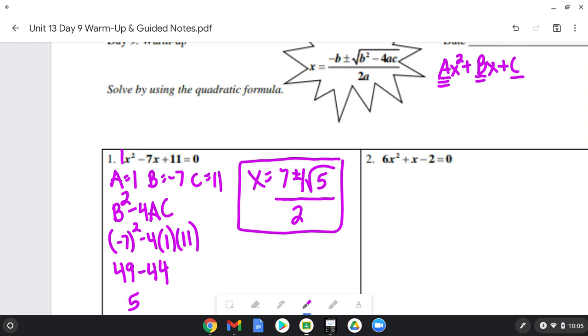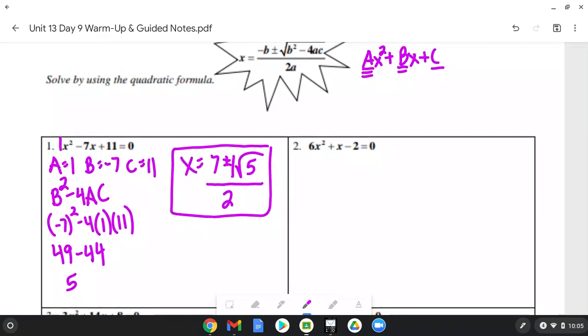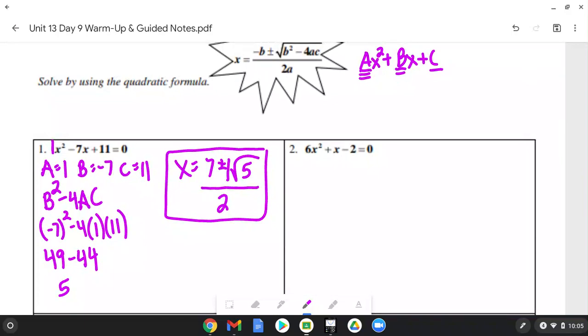We can actually solve some things that are factorable this way as well, and some things that could be solved by square roots as well. So the quadratic formula can be your default for every single one if you really wanted to, and some people do like that. They like just reverting to this every single time because it works. There's no questions about that in their head.